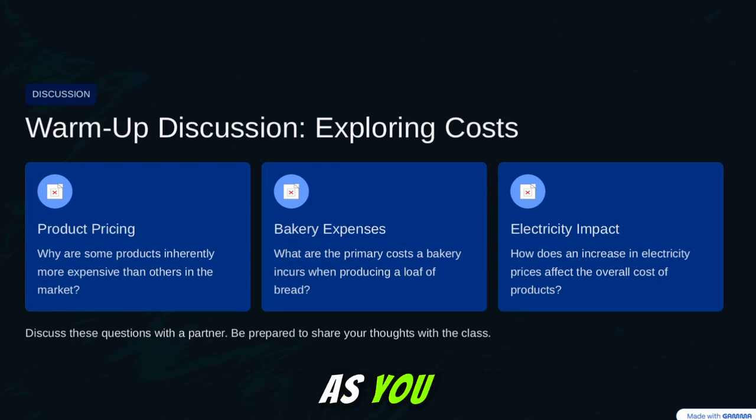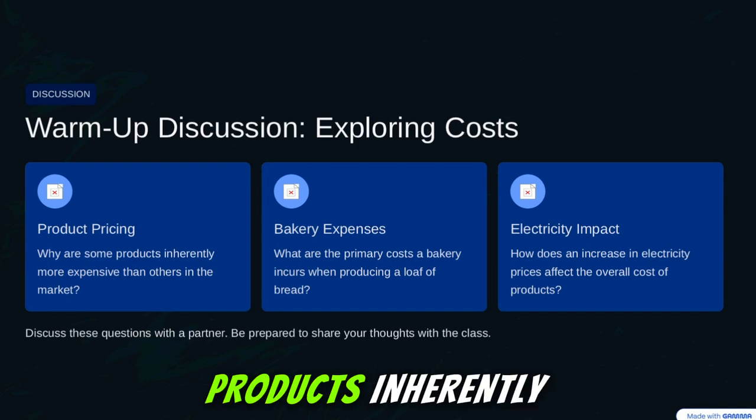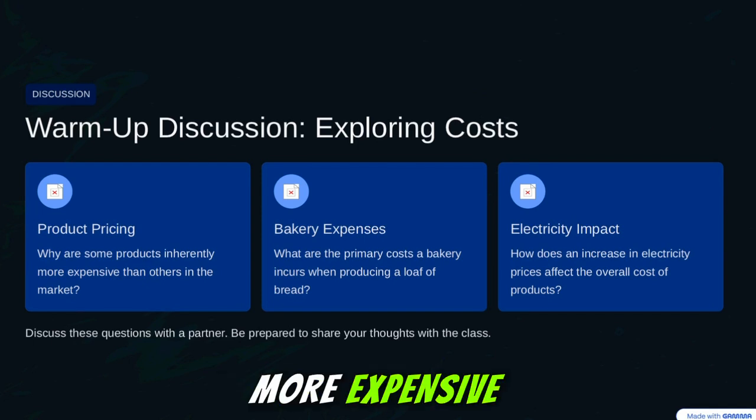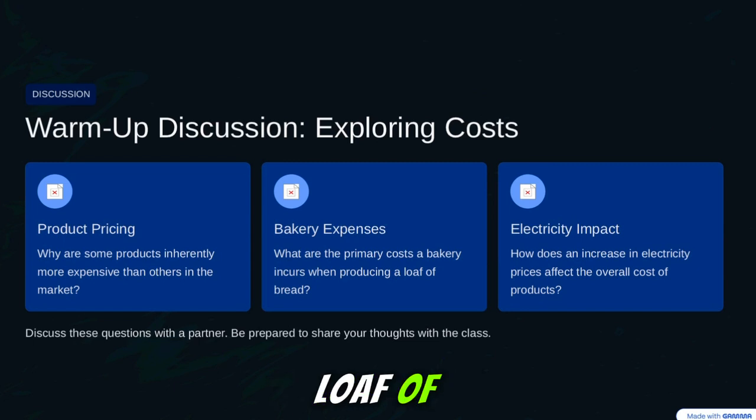Dear students, as you can see, the sequence of our lesson has already become a tradition. First, you should answer the following questions. Why are some products inherently more expensive than others in the market? Second question, what are the primary costs a bakery incurs when producing a loaf of bread? And the third question, how does an increase in electricity prices affect the overall costs of products?